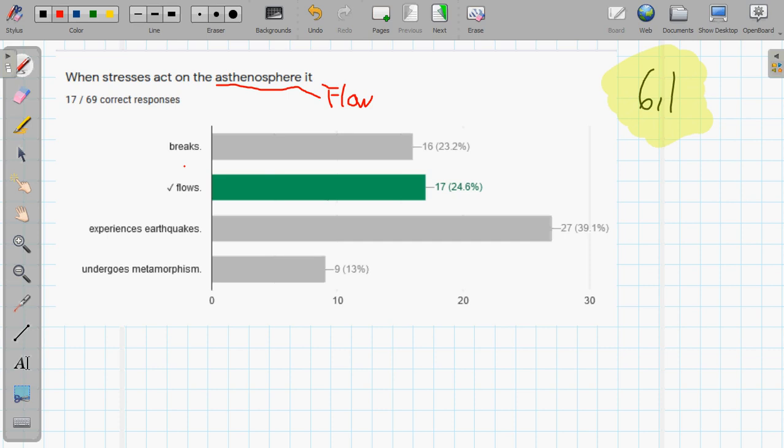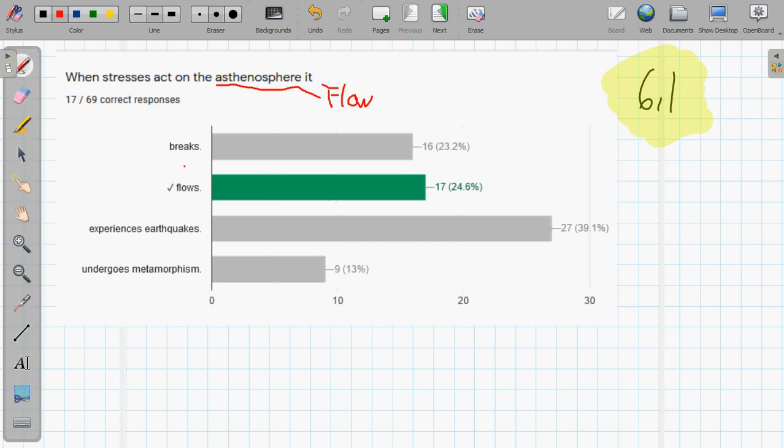So I want to go over the most missed questions, and this is one of them. So when we say stresses in geology, you need to think forces. So when a stress or a force acts on the asthenosphere, it can flow, it can bend.